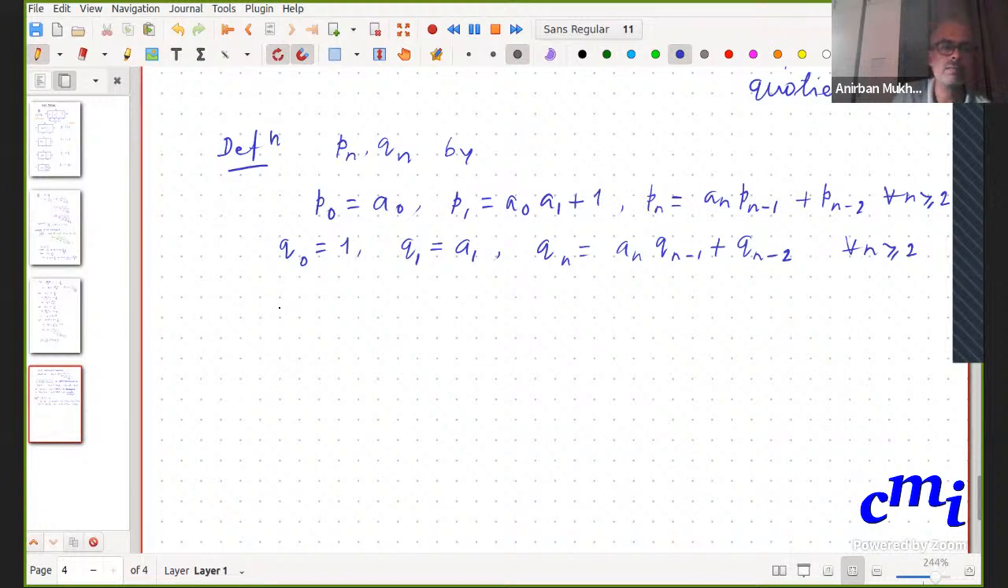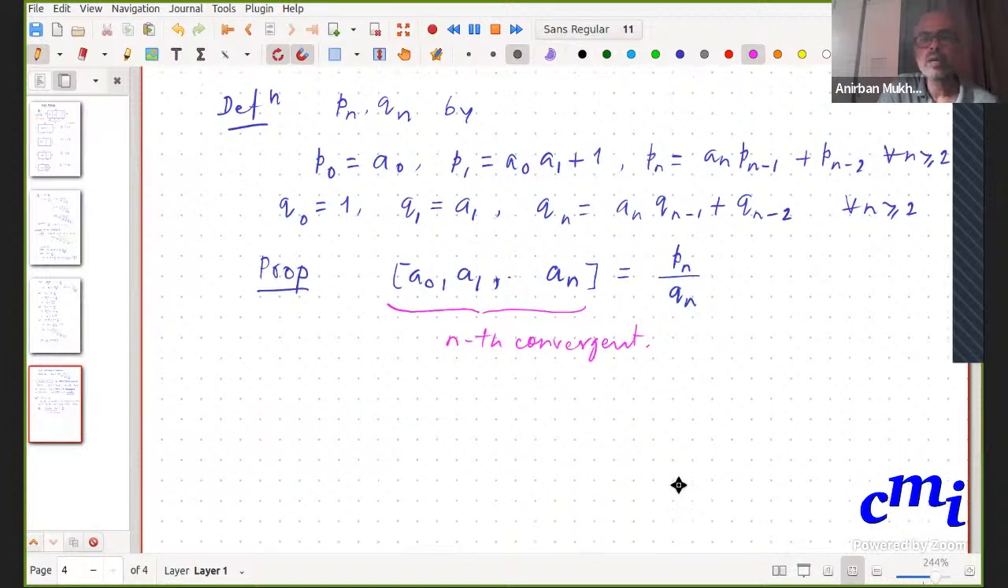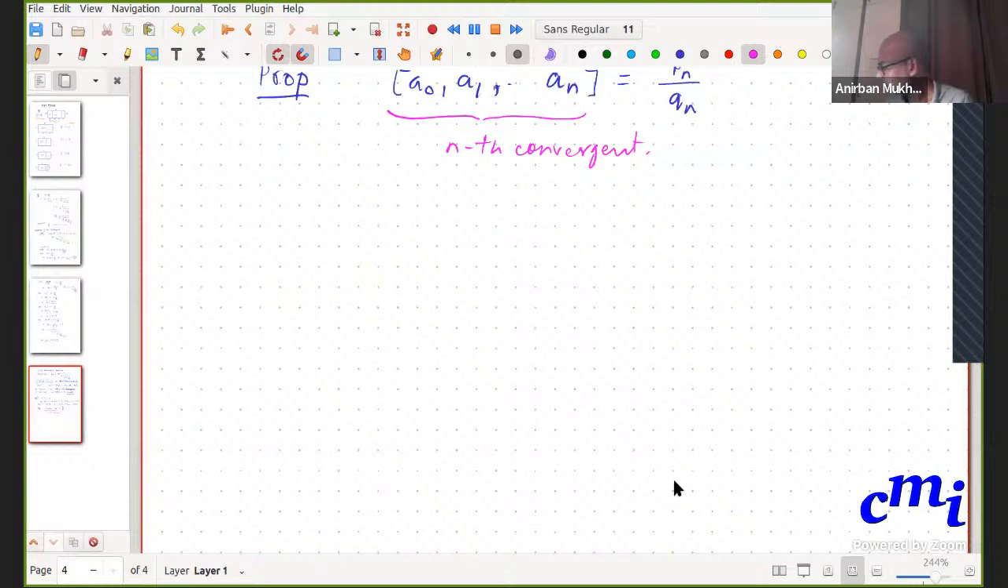What we want to prove is the following. Let's write it as a proposition: the nth convergent, we don't need to deal with the full thing, is equal to Pn by Qn, where P and Q are defined as above. This is proved by induction.